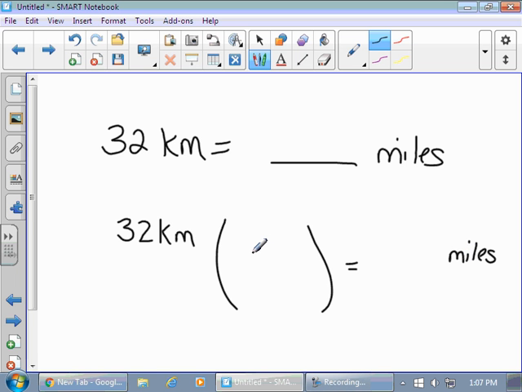Yeah, you have to use the fraction that corresponds to my kilometers and my miles. All right, Lily, what am I going to multiply 32 kilometers by? Okay, so 1.5 kilometers. All right. Now what?